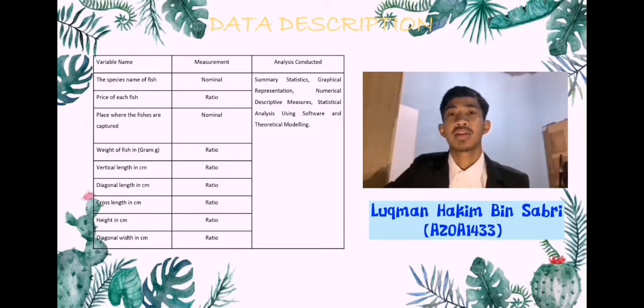The table contents have variable names, for example, the species, name of fish, price of each fish, and place where the fishes are captured. Then we will move to the measurement. For example, the measurement is nominal and ratio. Lastly is analysis conducted, which covers the summary statistics, graphical presentation, numerical descriptive measures, statistical analysis using software and theoretical modeling. The source is from the Department of Statistics, Malaysia.